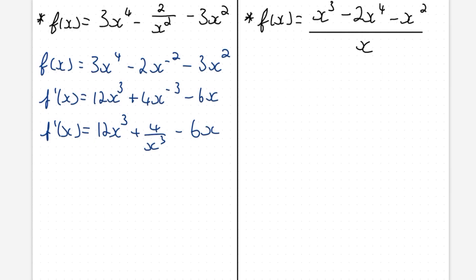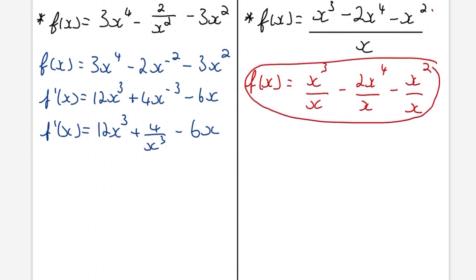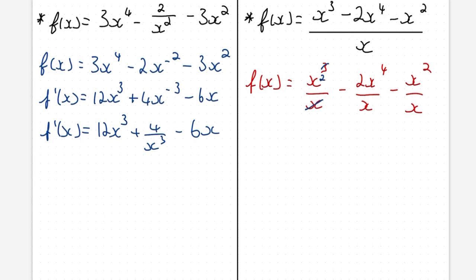I would suggest that you rewrite f of x in the following way. You're going to rewrite it as x to the power of 3 over x minus 2x to the 4 over x minus x squared over x. You're completely allowed to do that because if you had something like this, you would take the lowest common denominator of x and just write it like that, right? So this is the exact same thing. But once you have it in that way, this x can cancel one of the x's, then you're left with x squared. This x can cancel one of the x's, and there you're left with x to the 3. This x cancels one of the x's in there, and you're left with x to the 1.